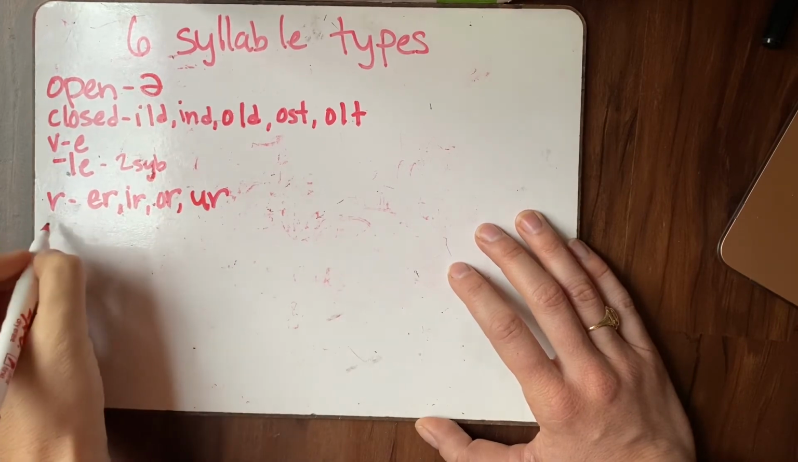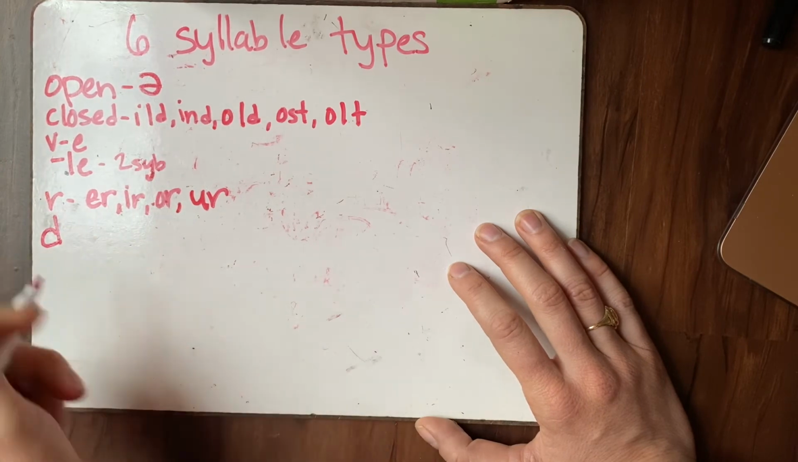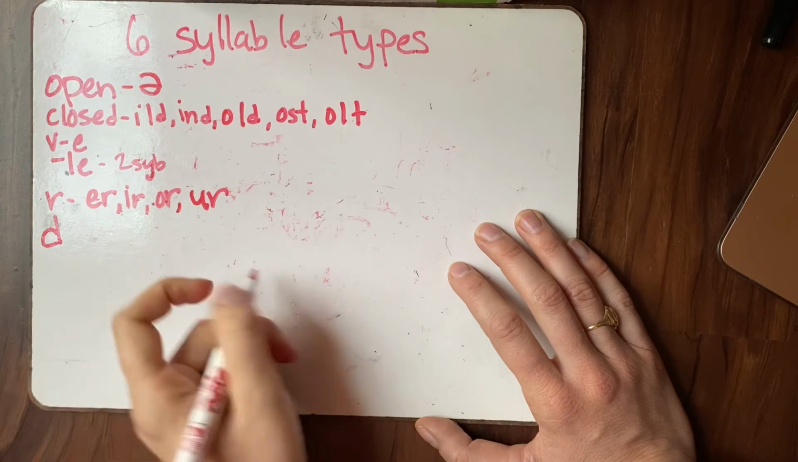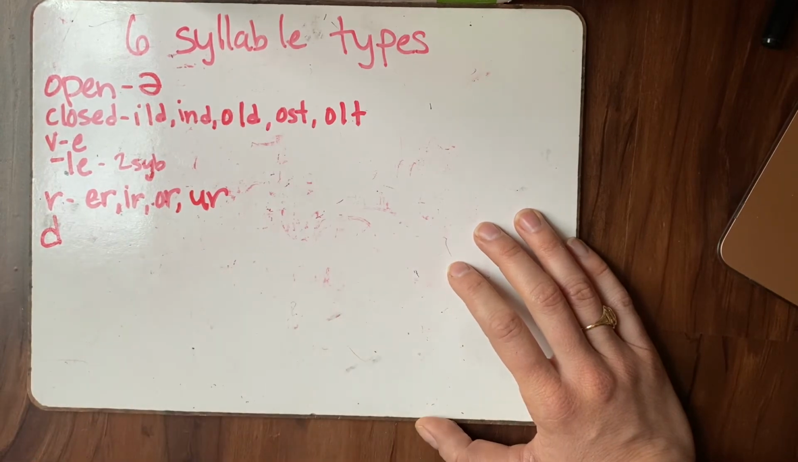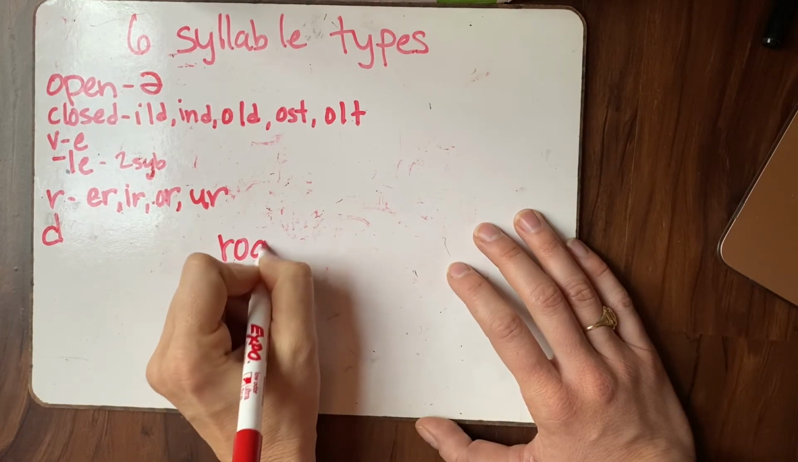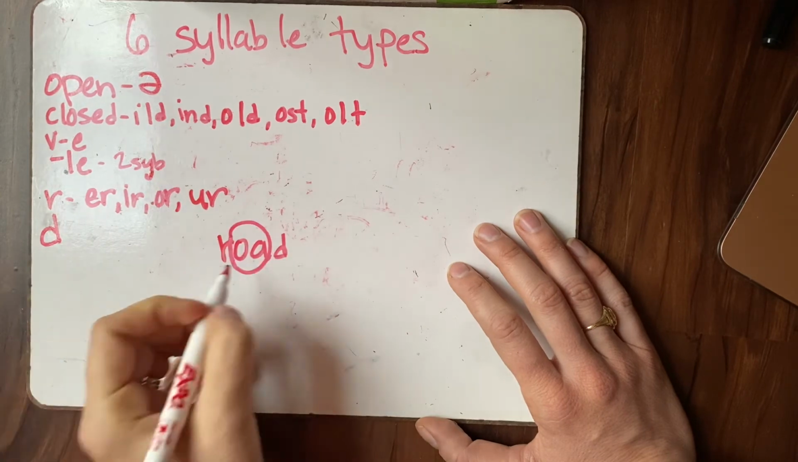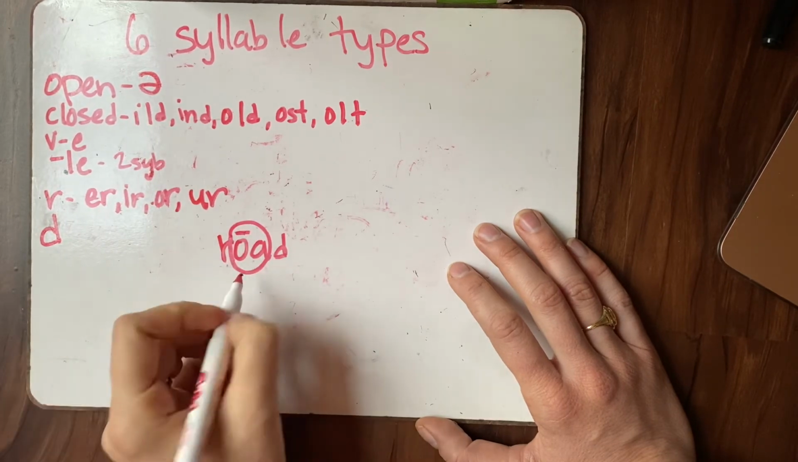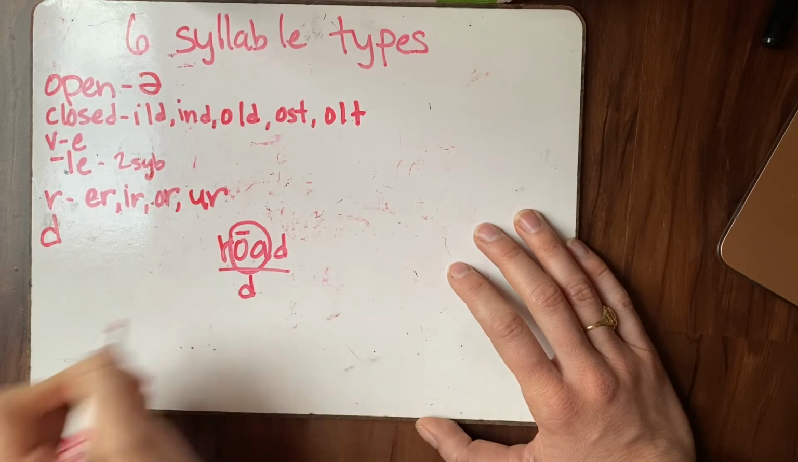The last syllable type is the vowel team syllable. And the vowel team syllable, like the R, has two different ways that it looks. The first way is we're going to have the vowel digraph, meaning I've got two vowels go walking, the first one does the talking. So that's going to be something like road, where the O gets the long sound, the A is silent, and it's a vowel team syllable.